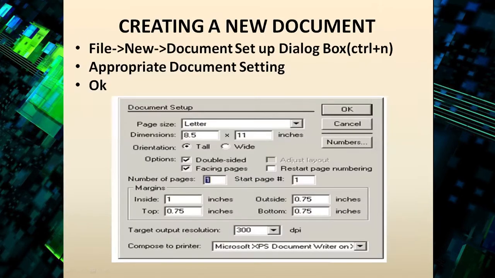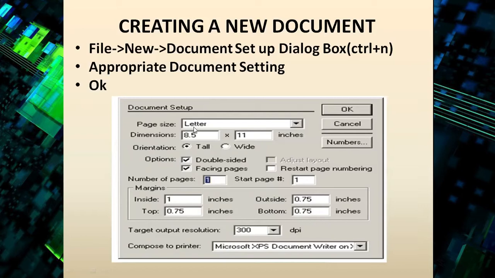How will you create a new document? File, New, Document setup dialog box. That is, go to file menu, choose new option. From new option, choose document setup dialog box. If you are familiar with your shortcut keys of your keyboard, you can use your Control plus N to open your new document. The document setup dialog box looks like this on the screen, where we have a page size.